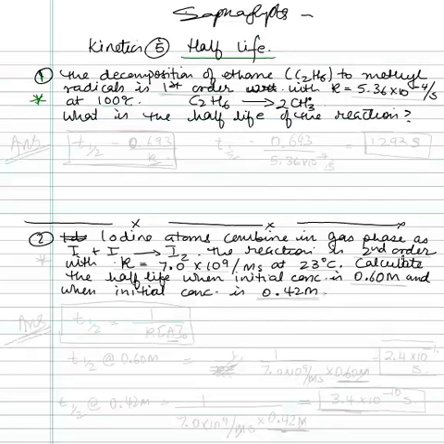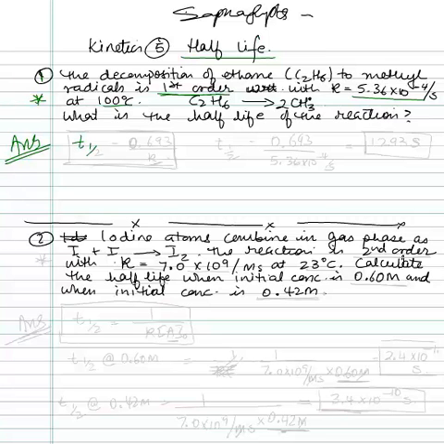The decomposition of ethane C2H6 to methyl radicals is first order with k equal to 5.36 times 10 to the negative 4 per second at 100 degrees centigrade. And then here is our equation. And the question is, what is the half-life of the reaction? Okay, so a very simple question.